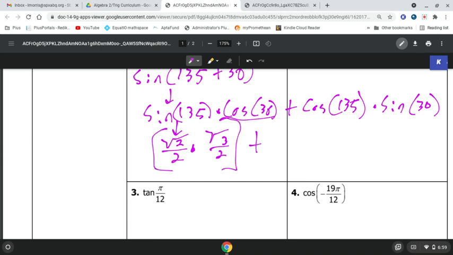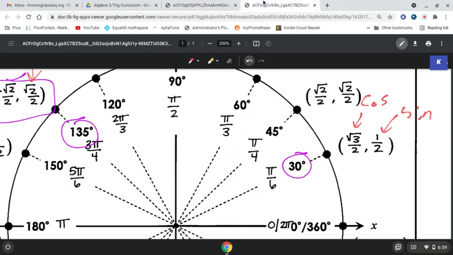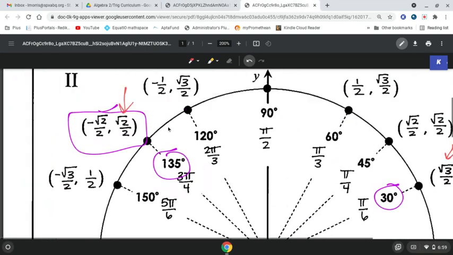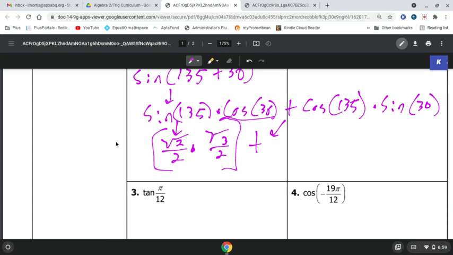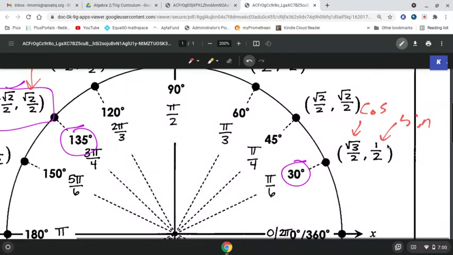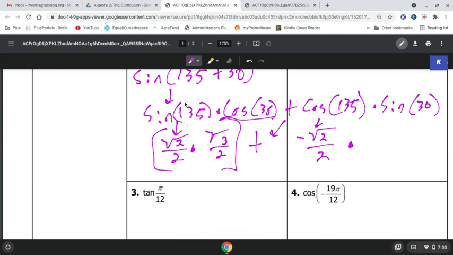Then we're going to have plus, which is just rewriting this, plus cosine of 135. So let's go to 135. Cosine is the x coordinate. So negative square root of 2 over 2 is what we'll write next. Then we're going to have multiplied by sine of 30 degrees. So 30 degrees, we're looking for sine. Sine is the y coordinate. That's 1 over 2.